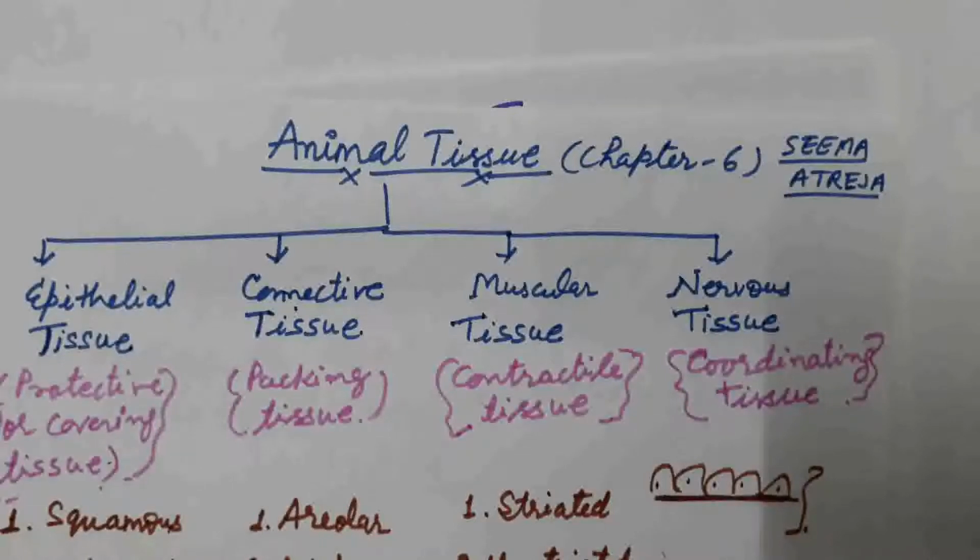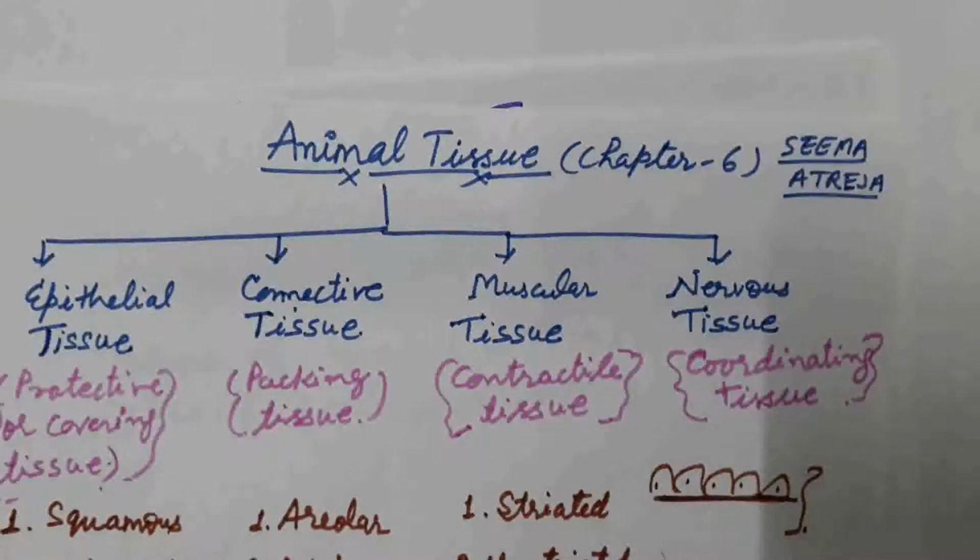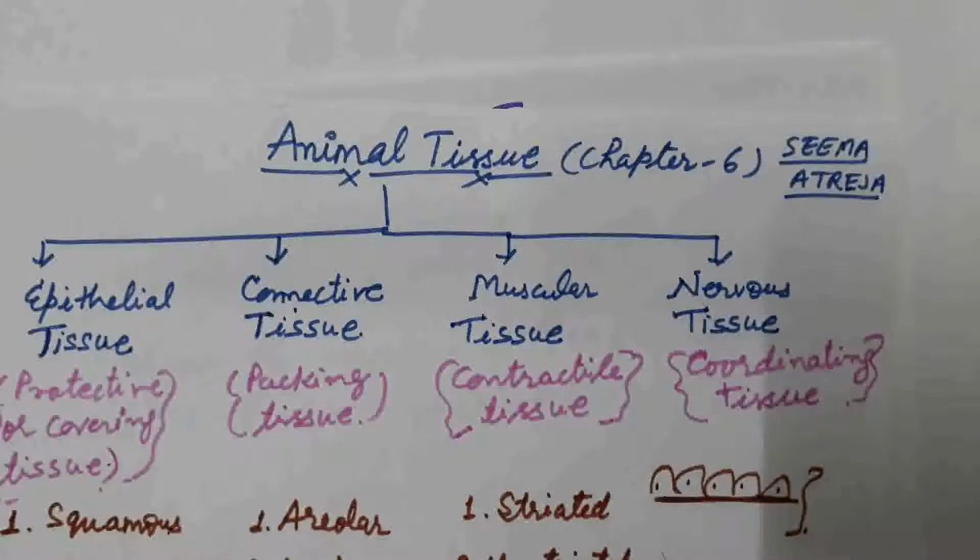Students, in the previous lecture we started the topic animal tissue, in which we discussed one type of animal tissue, that is epithelial tissue. In this video we are going to discuss the second type of animal tissue, that is connective tissue, which we also call packing tissue.